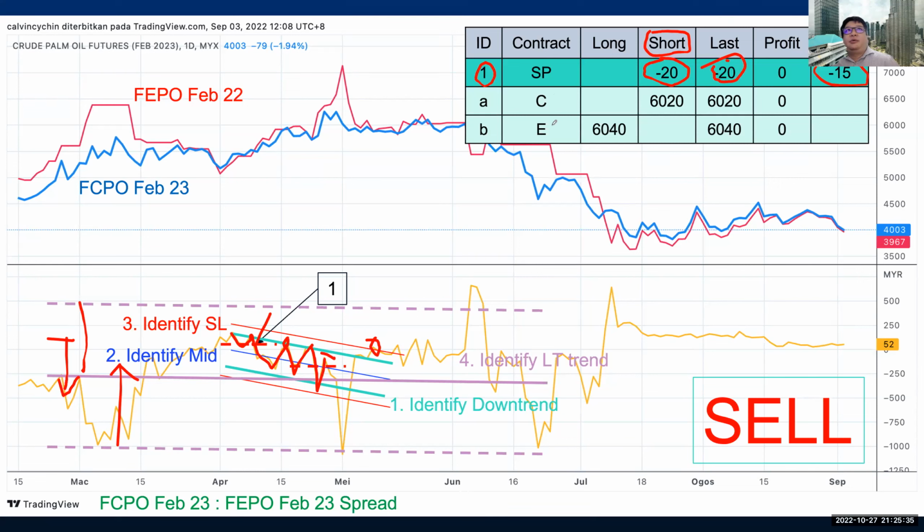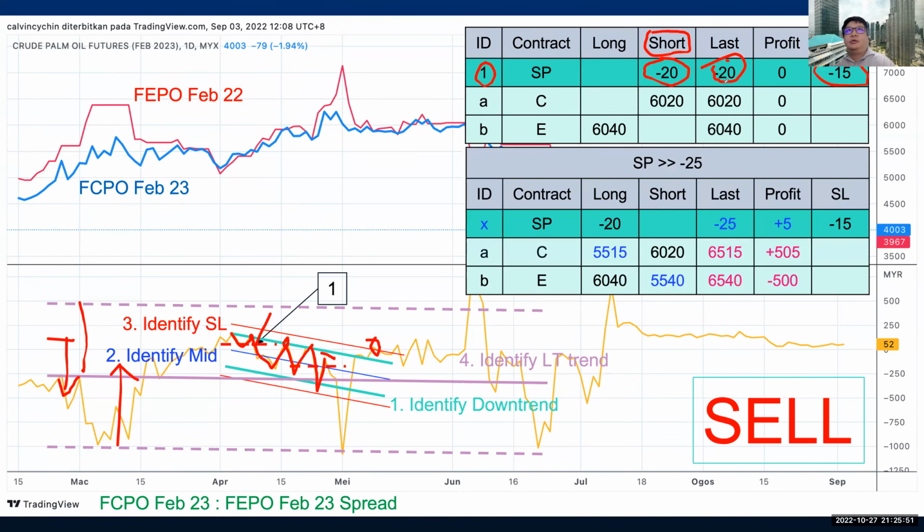C is FCPO, E is FEPO, leg 1, leg 2. So when I short, I short the FCPO and buy the FEPO. So the spread is minus 20. When the spread goes down to minus 25, I get a 5-point profit. It doesn't hit my stop loss and goes down to 25. I get a 5-point profit, so I close it. This is how we do a short in a downtrend.